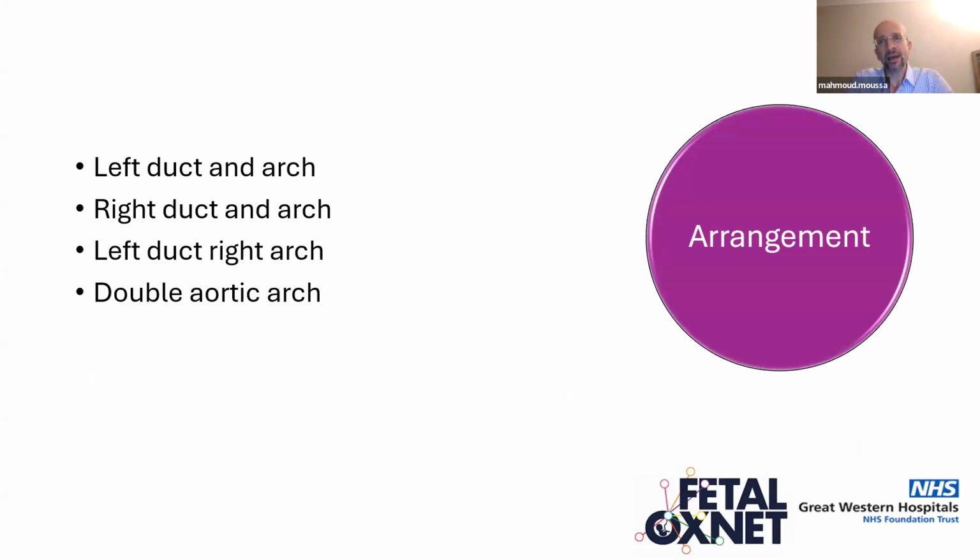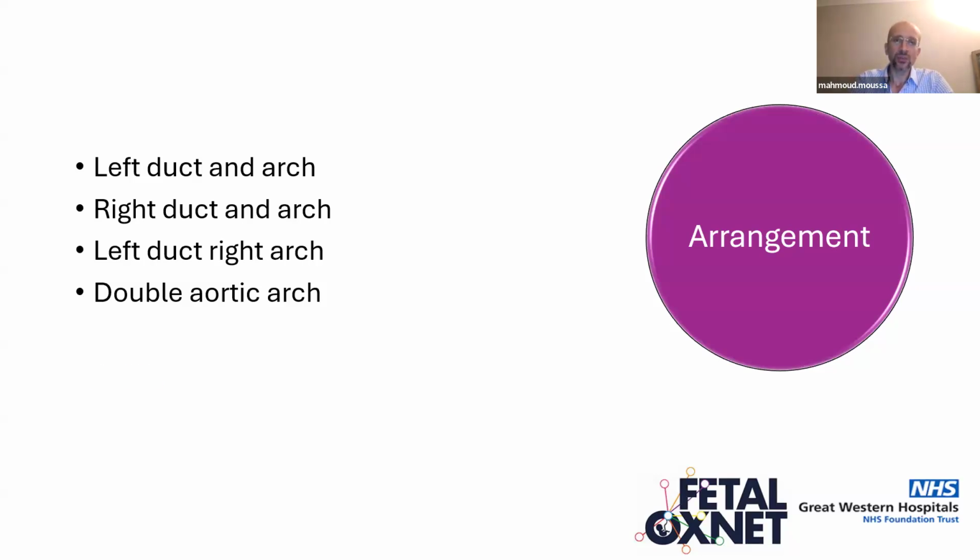Then we move to the next item, which is arrangement. So we mentioned in the arrangement, you would expect from left to right, the pulmonary artery, then to the right of it the aorta, and in the most right, you expect the superior vena cava. So you should get, ideally, left duct and arch. But you can get a lot of other variants. You can get a right duct and arch, you can get a left duct and a right arch, and you can get a double aortic arch, actually.